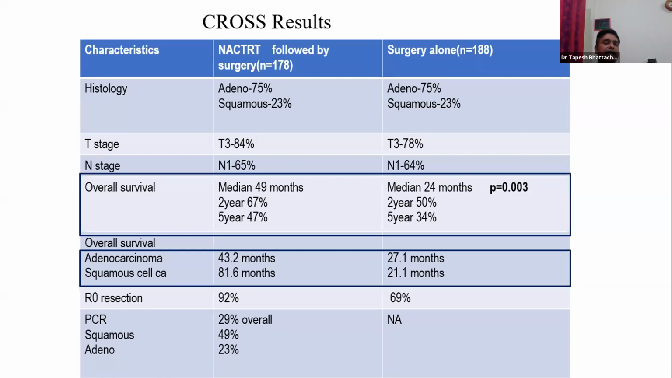R0 resection in the NACTRT arm, it was 92% versus 69%. And if we see the PCR rate, pathological complete response, it was 29% overall, and 49% in the squamous, and 23% in the adeno. So this trial changed the entire scenario.